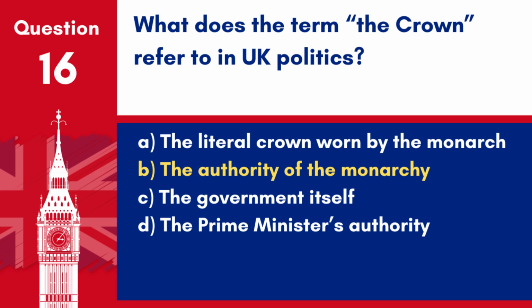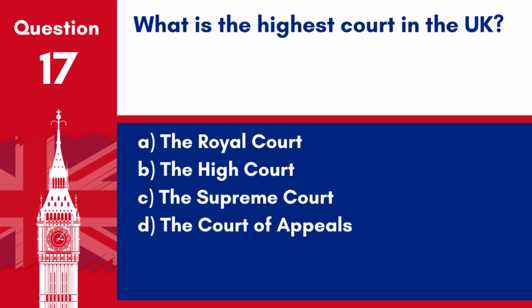Answer: B. The authority of the monarchy. In UK politics, the Crown refers to the authority and continuity of the monarchy. Question 17. What is the highest court in the UK? A. The Royal Court. B. The High Court. C. The Supreme Court. D. The Court of Appeals.